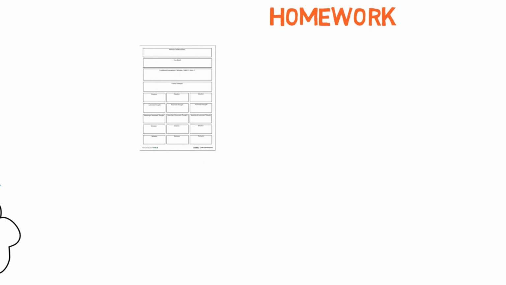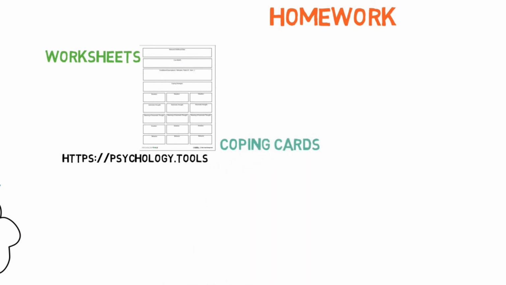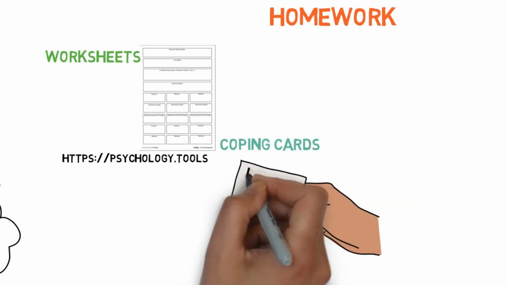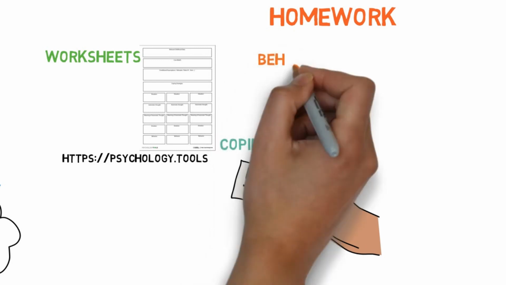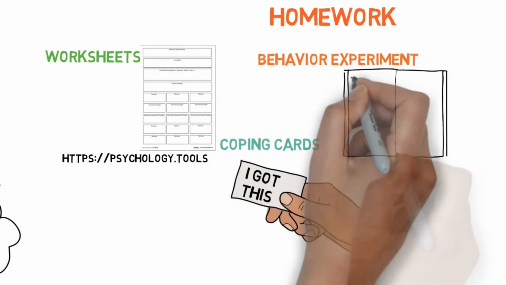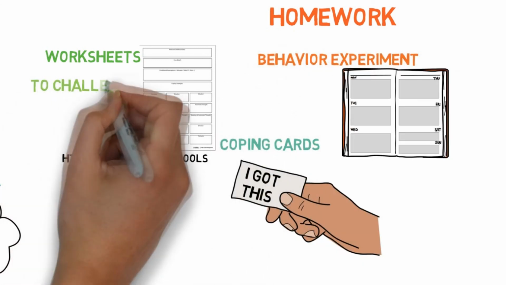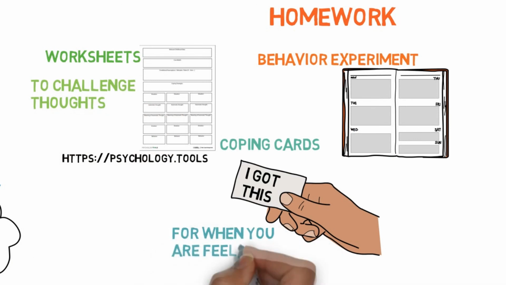Lastly, you have worksheets, homework, and coping cards. These are used alongside therapy to help provide a more complete and lasting result. Outside of the weekly therapy sessions, clients may be asked to do some kind of homework, such as a behavior experiment, a journal, or filling out some worksheets to challenge thoughts. And then they have coping cards, which are good for clients if they start getting deep into their negative cognitions. However, all of these prevent relapse after therapy has been completed.